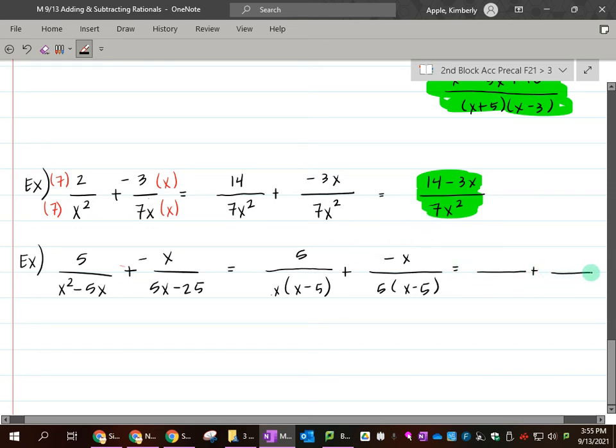So let's see. I've got an x plus 5 that's got to happen. One of these has an x and the other one has a 5. So I know that those both have to exist in the common denominator.